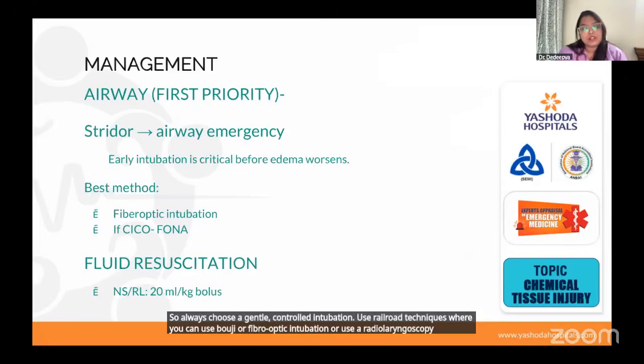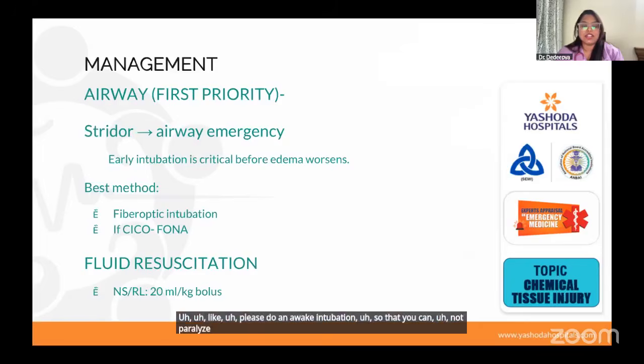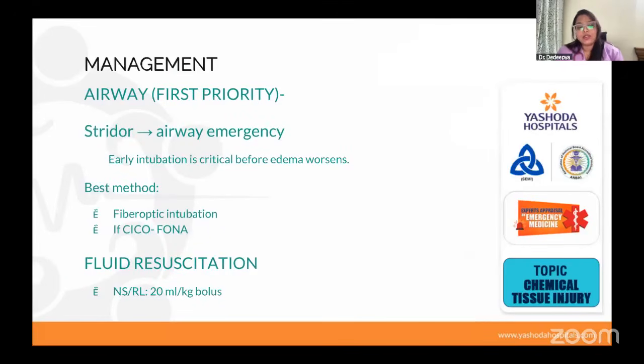So in case of difficult RSI or difficult intubation, please do an awake intubation so that you do not paralyze the patient and ventilation is not compromised. In cannot intubate, cannot oxygenate conditions, you always have to go with front of neck access. Seek expert help. Regarding fluid resuscitation, you can start with crystalloids, 20 ml per kg bolus.